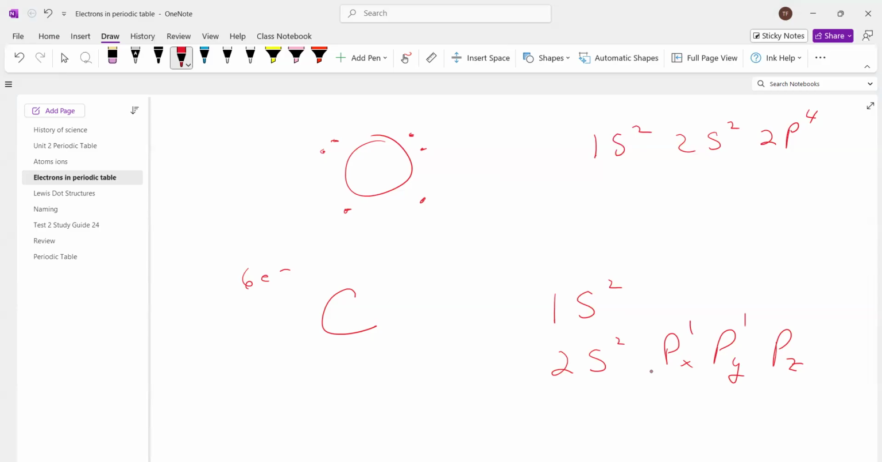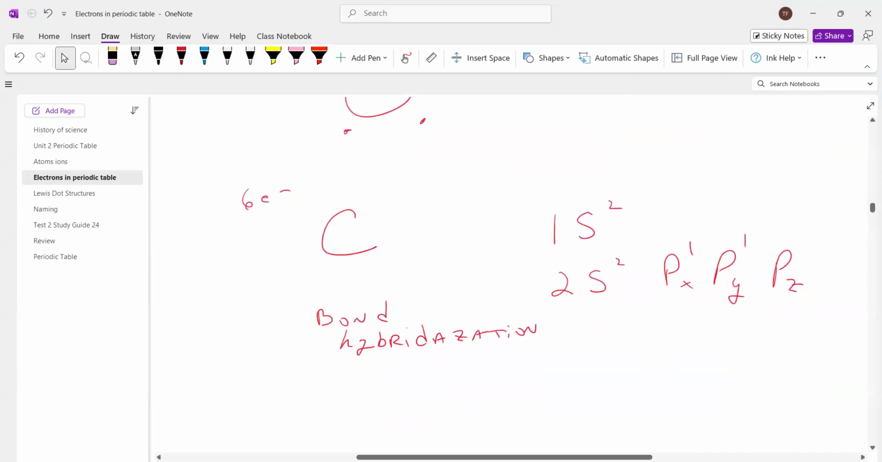Carbon does something wild. Carbon undergoes something called bond hybridization. What that means is we're going to take these suborbitals and modify them. Once they're modified, and there's a whole hour lecture on how that modification happens, what happens with carbon, and that's the exception, carbon only, it looks like this.